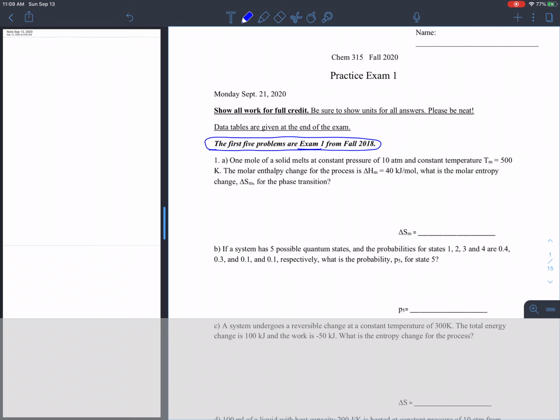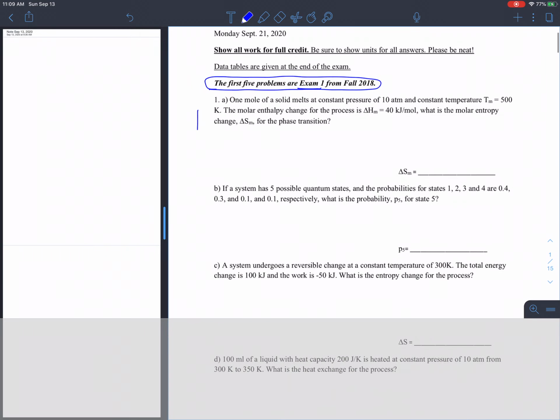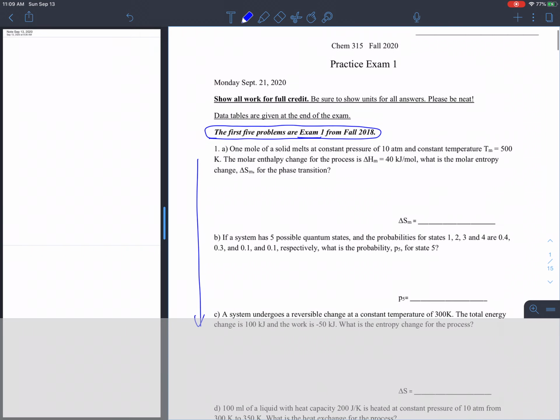So problem number 1 is an anthology of several small problems, the first one of which is: 1 mole of a solid melts at constant pressure of 10 atmospheres and constant temperature of 500 K. The molar enthalpy change for the process, delta H per mole, is 40 kilojoules per mole. What is the molar entropy change for the phase transition?